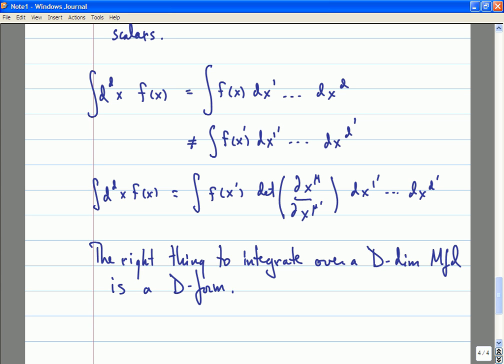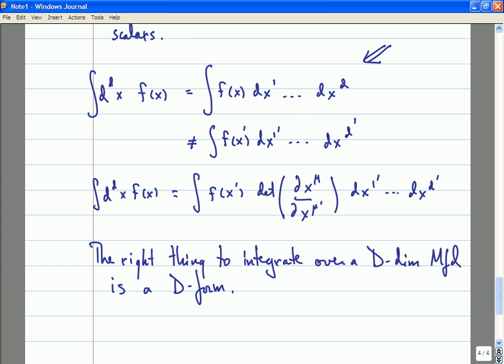I've written it for you right here. Look at that equation. It says f of x dx1 times dx2 all the way up to dxd. That's the expression for a differential form of rank d written using the coordinate independent notation in terms of the wedge product of the dx's. All I've done there is forget to write the little wedge symbols.